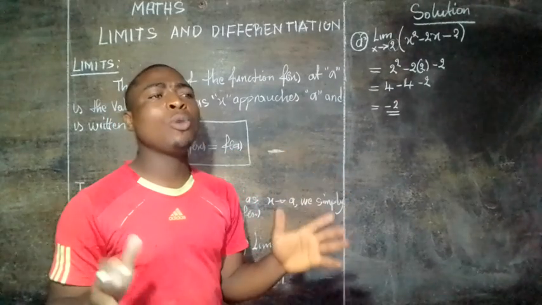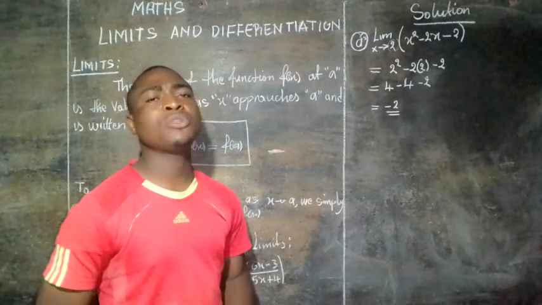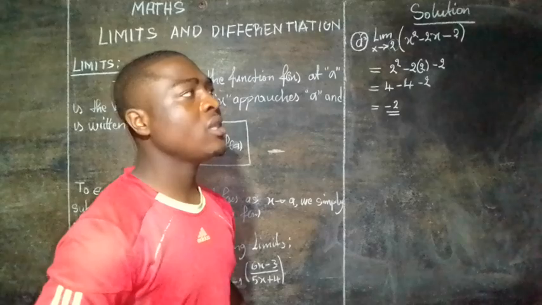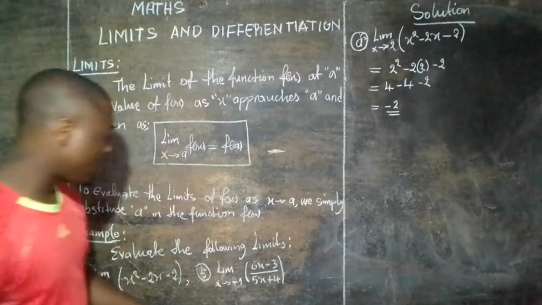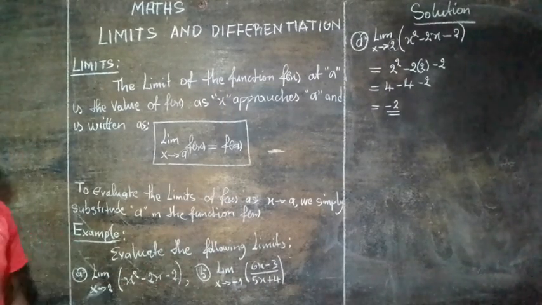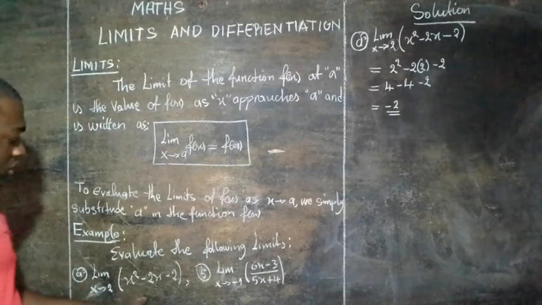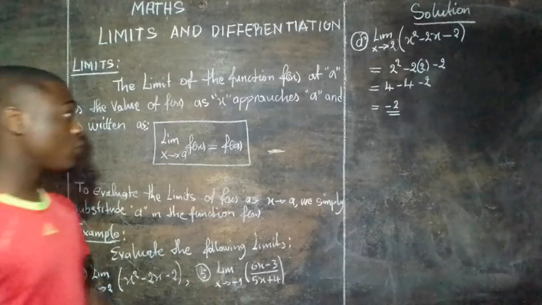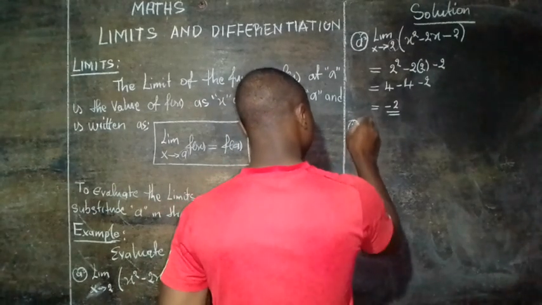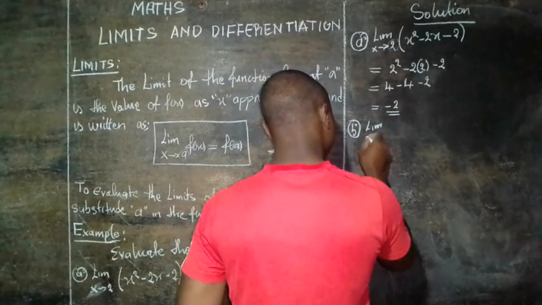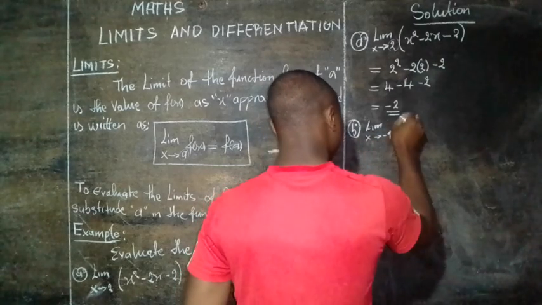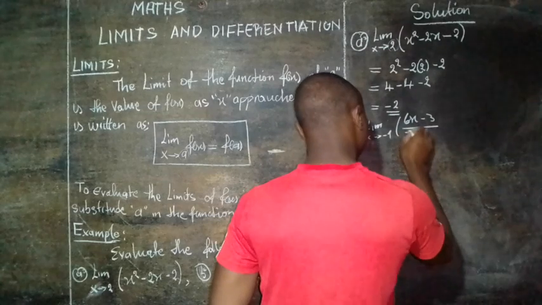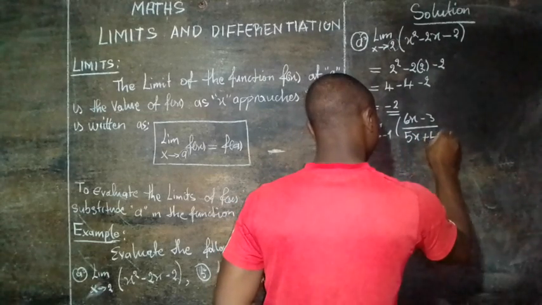So, in everything you are asked to solve, just think of the principles you've learned about that particular topic and apply them. It is not magic. Sometimes when an equation is given to you, like for example, if you look at our second example, which is b, you will notice that instead of a straight, linear expression like we had here, we have a fraction. Let me just write it very fast. We have limit as x approaches negative 1 of 6x minus 3 all over 5x plus 4.